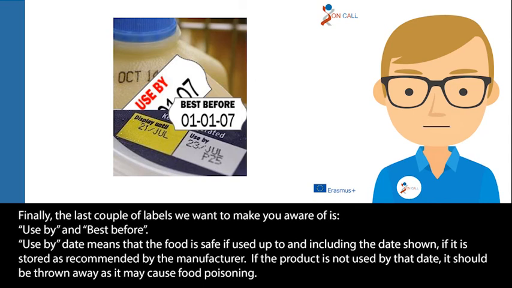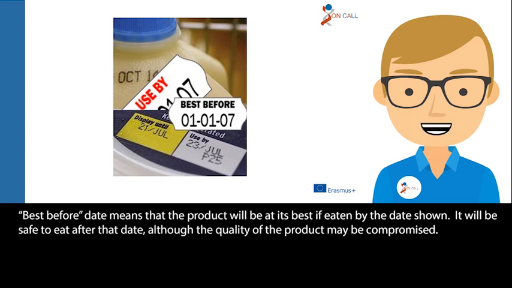Finally, the last couple of labels we want to be aware of is use by and best before. Use by date means that the food is safe to eat if used up to and including the date shown, if it is stored as recommended by the manufacturer. If the product is not used by that date, it should be thrown away, as this may cause food poisoning. Best before date means that the product will be at its best if eaten by the date shown. It will be safe to eat after that date, although the quality of the product may be compromised.